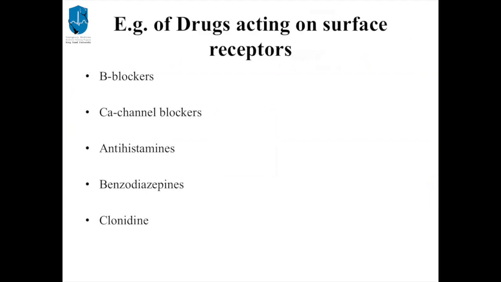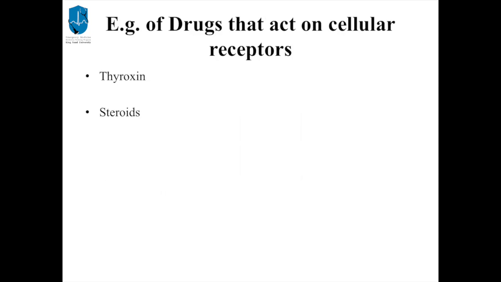Drugs that act on surface receptors and usually involve G protein are like beta blockers, calcium channel blockers, antihistamines. They will have a rapid onset, but usually slower than the first class. And then you have stuff like steroids and thyroxine. They will take a very long time to act.